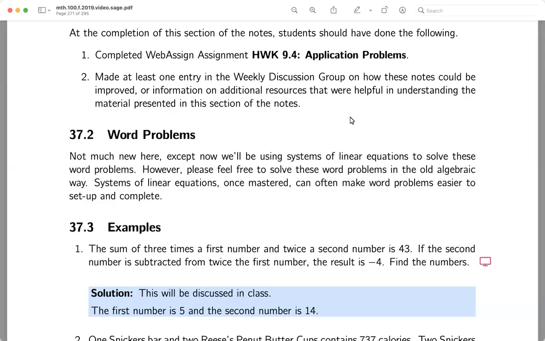Okay, we're on section 37, which is the word problems. Basically, what we're doing is we're trying to write down a system of linear equations that are similar to what we did in the prior sections for word problems. So let's start with the word problems. I'm going to switch screens and we'll start doing them.